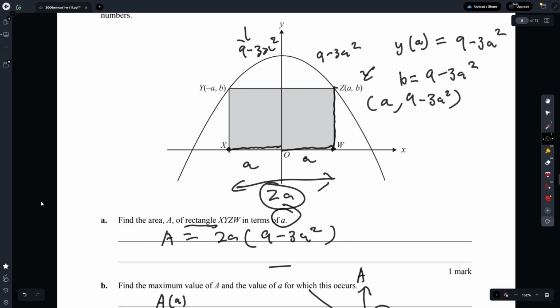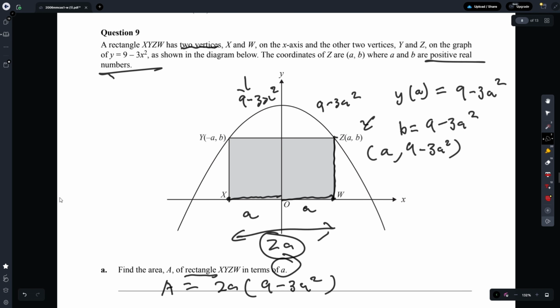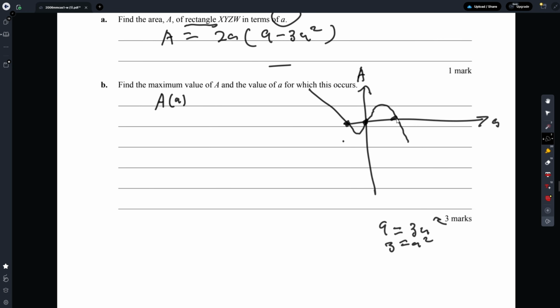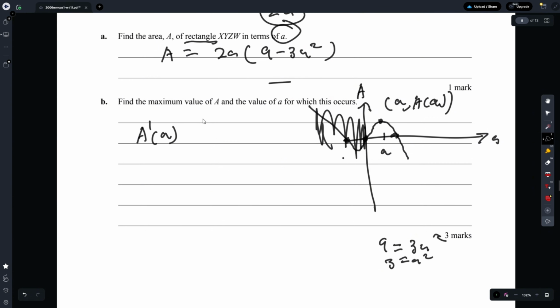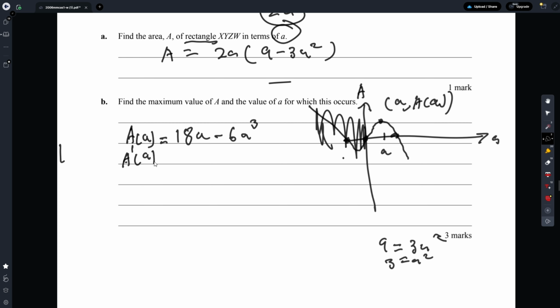But look, our value of A is actually a positive real number. So that means that this entire part actually doesn't exist. So what it's telling you is to find the maximum value of A and the value of A which occurs. So at this point right here, we have to find the value of A. And in order to find the maximum value, we actually have to find the derivative. So A dash of A is equal to, hold on, let me just expand the top function first. It'll make it a lot easier for us to read. 18A minus 6A cubed. It means that the derivative of A is equal to 18 minus 18A squared.